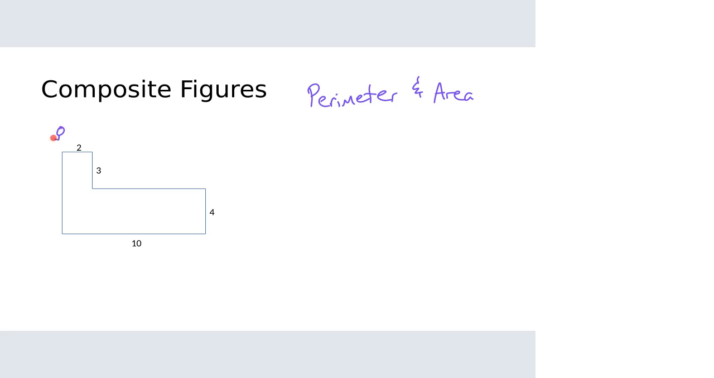But for perimeter, I'm going to imagine myself standing here and walking around this figure, and I just need to add all that up. The problem is, when I go to start adding these up, I'm missing some numbers. I've got a 2 and a 3 and a uh-oh, and a 4 and a 10 and a uh-oh. I don't know what those are. If I'm going to find the perimeter of this figure, I'm going to need to know how long this side is right here, and how long this side is right here.